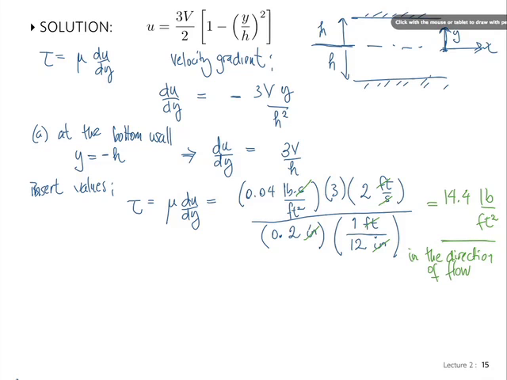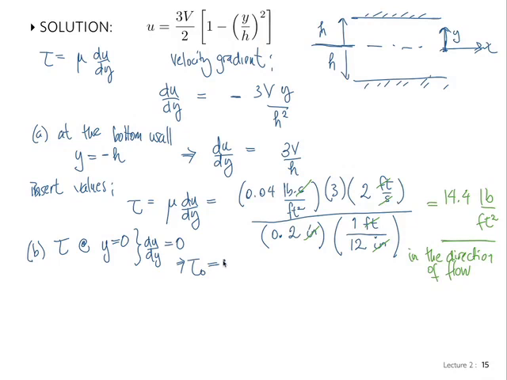And the second question was to find the shear stress at the center line. The center line is y equal to 0. And so if we go back to our equation, at y equal to 0, du dy basically is going to be equal to 0. Yes, so du dy is equal to 0, and therefore tau is equal to 0.